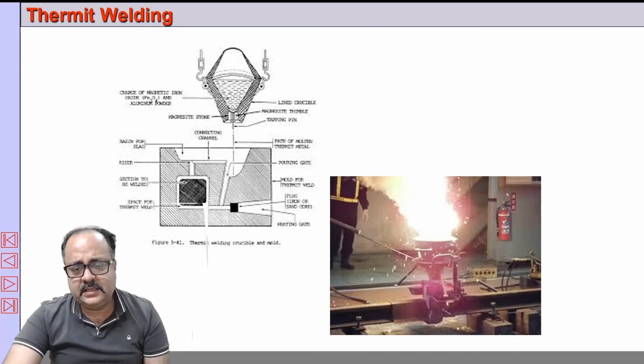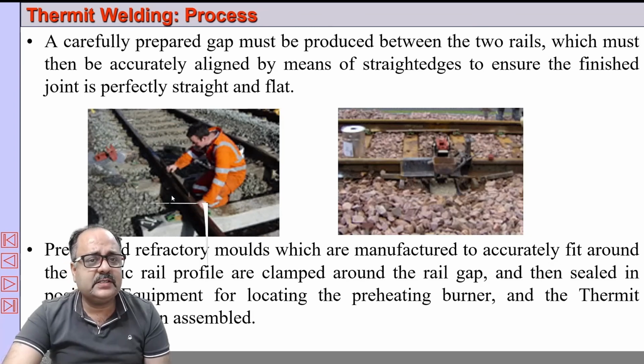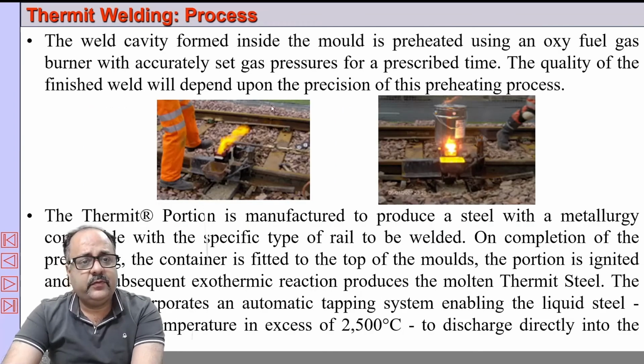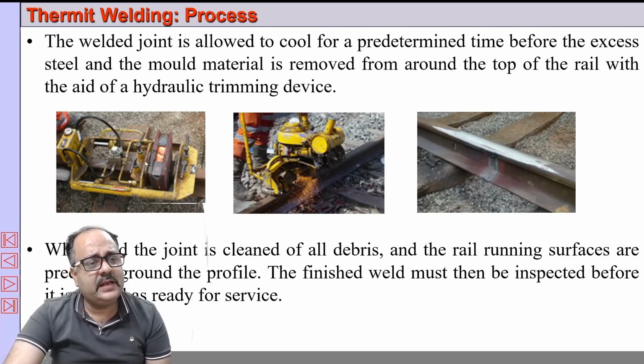So you can see the mold here, and this is the crucible, and the reaction takes place and the metal will be deposited here. First it is cleaned properly, the mold is prepared, and firing is done. Once the firing is done in the crucible, you can see the molten metal is dropped here, and then this mold has to be removed by a hydraulic device.